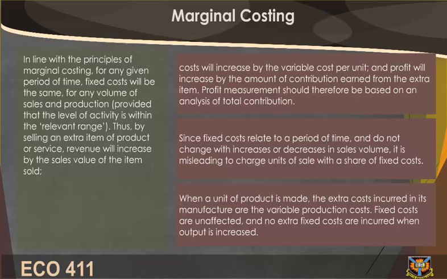Since fixed costs relate to a period of time and do not change with increases or decreases in sales volume, it is misleading to charge units of sale with a share of fixed costs. When a unit of product is made, the extra costs incurred in its manufacture are the variable production costs. Fixed costs are unaffected and no extra fixed costs are incurred when output is increased.